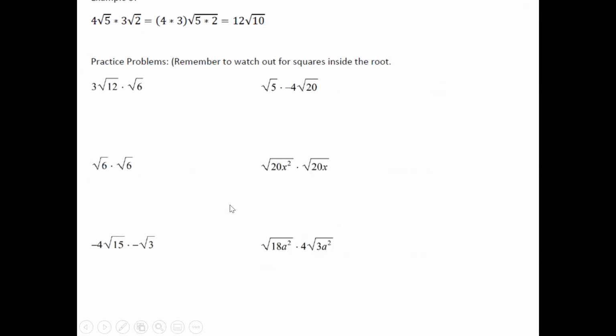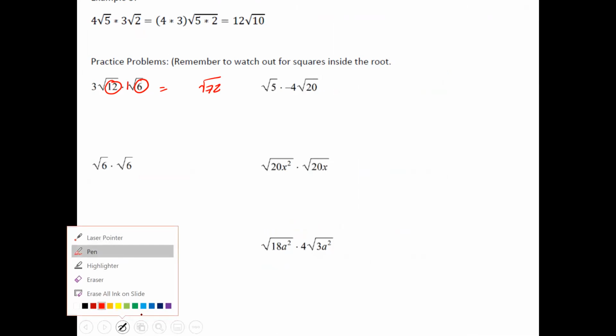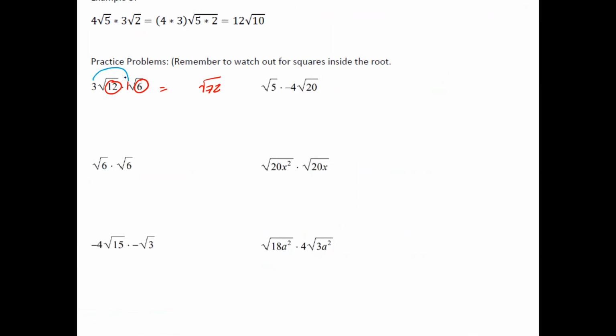So today we're going to talk about multiplying square roots. So here's your first problem. You're going to multiply the 12 and the 6 together, which is going to give you a square root of 72. Think of it that there is like a 1 in the front of that. So 3 times 1 is just going to be a 3. And then you're going to ask yourself, can I reduce the square root of 72? And you can.